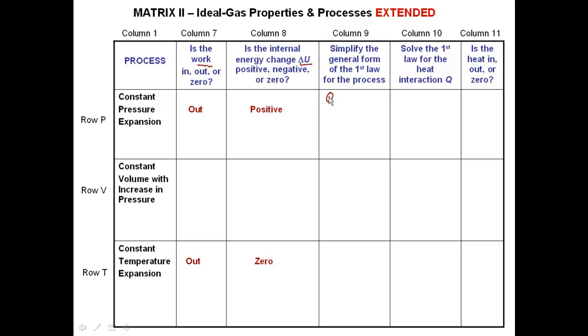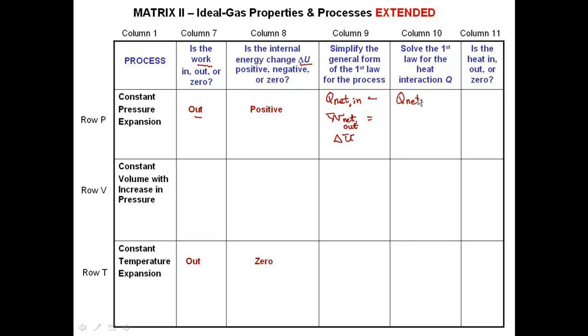So we have the heat transfer on a net basis in minus the work out on a net basis, and we know that the work is out, so we can probably just write that as net out, knowing that will be a positive quantity. And we also see that the internal energy change is a positive quantity, so we include that here. And let's then just solve for the heat interaction.